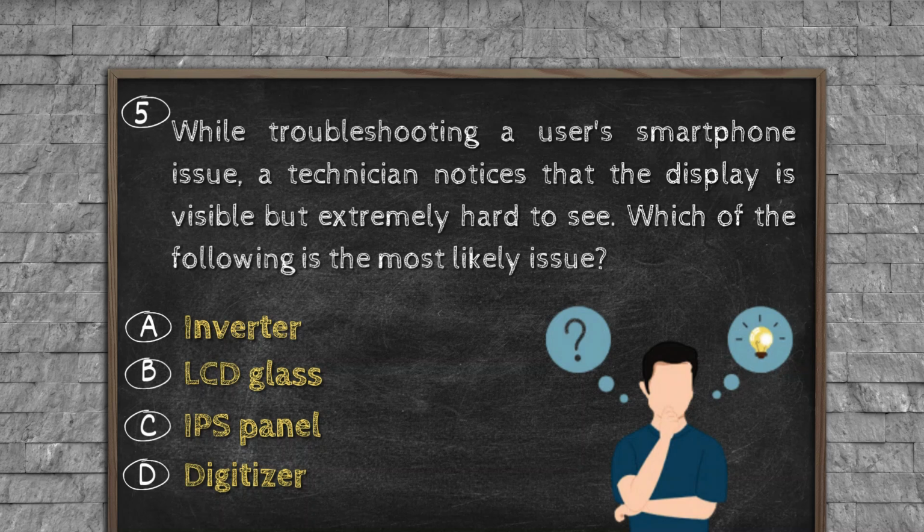Question number 5. While troubleshooting a user's smartphone issue, a technician notices that the display is visible but extremely hard to see. Which of the following is the most likely issue? Option A, inverter. Option B, LCD light. Option C, IPS panel. Option D, digitizer.